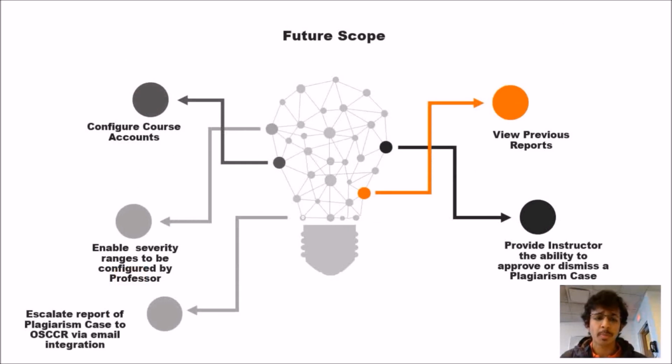Talking about future scope, I really believe that we could configure course accounts for this application. An instructor or a TA could be able to also view previous reports or records of plagiarism runs. An instructor could be provided the ability to approve or dismiss a plagiarism case, and a professor could also be given the ability to escalate a report of a plagiarism case to OSCAR via email integration.